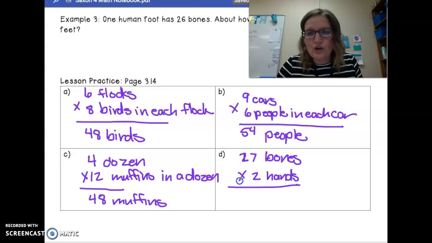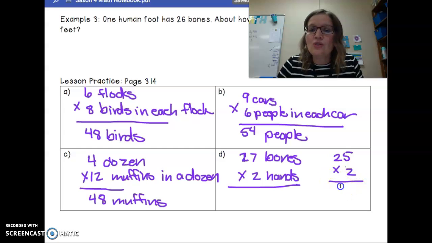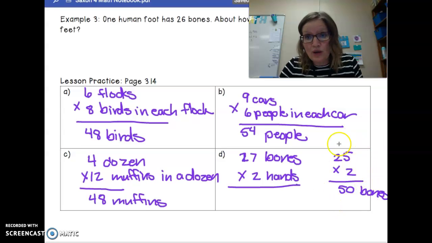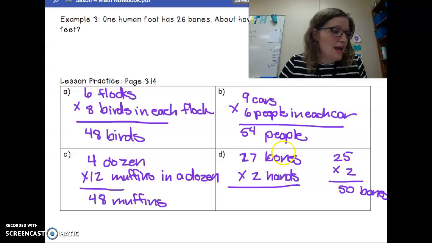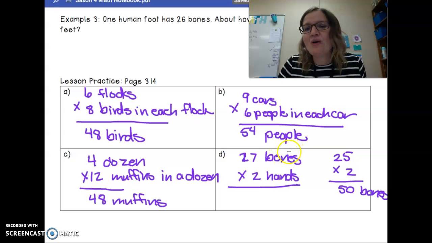Now, we could use compatible numbers, and we could just say, well, 27 is pretty close to 25, and we could multiply it there, and we would say there are about 50 bones in both hands. That's one way we could do it. It would not be exact, but if we needed just a ballpark answer, when they say about how many, that would give us it's about.